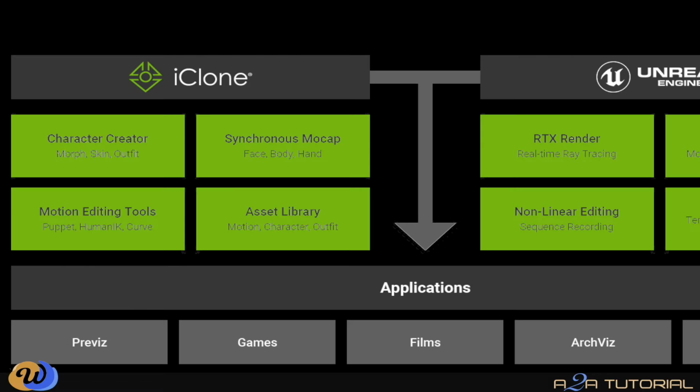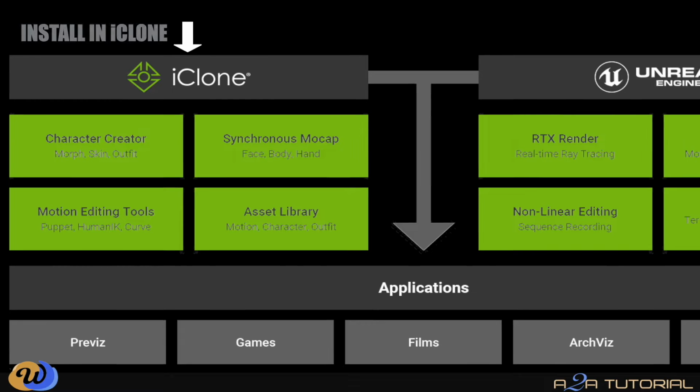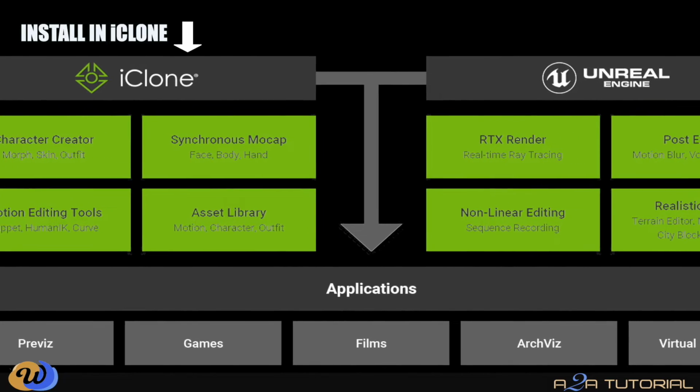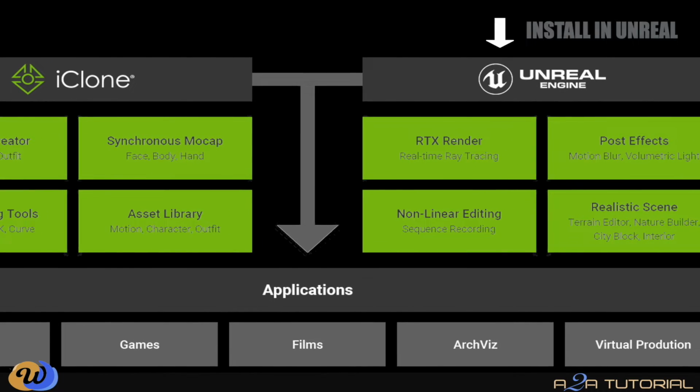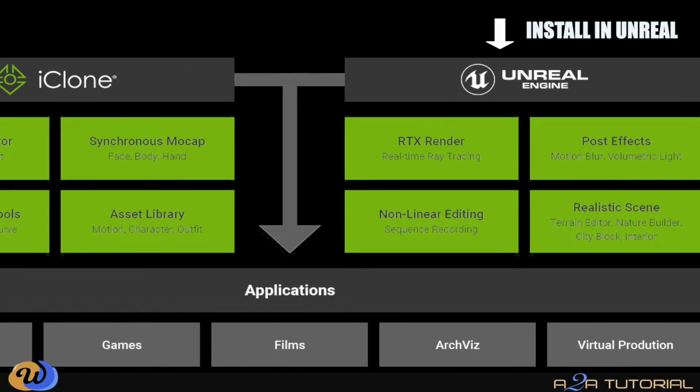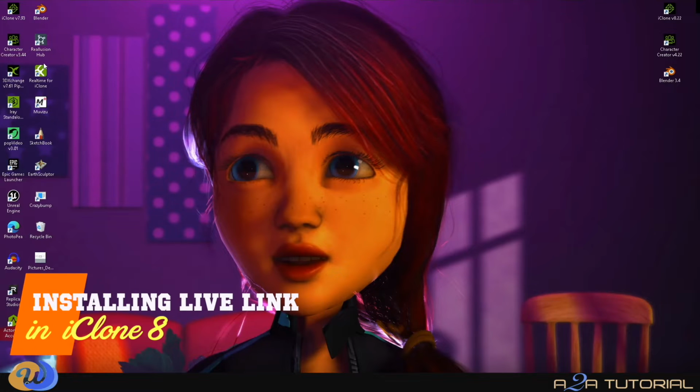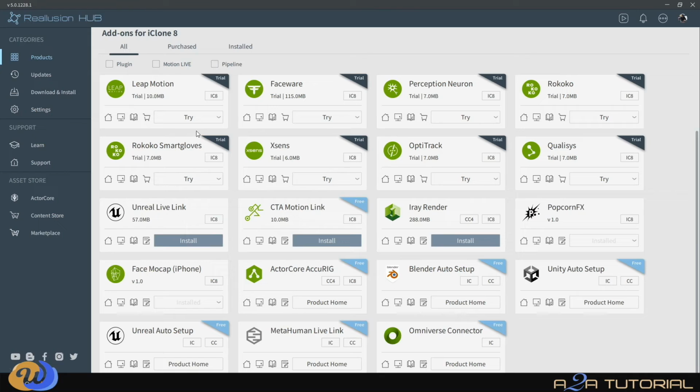As with the AutoSetup plugin, the Live Link one also needs to be installed on both sides. In other words, you've got to install it inside iClone and also inside Unreal Engine. Alright, let's get started with the installation on the iClone side. This time around, as I mentioned before, we're going to use the Reallusion hub to install it. So open up the Reallusion hub. Once inside there, you can open the iClone tab.